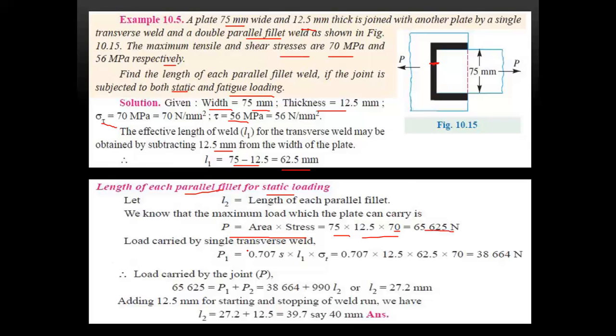Now the load carried by the single transverse weld P1 is equal to 0.707 into s into L1 into sigma t, that is this one. That is equal to 38386.64 Newton. Now the load carried by the joint, this one is equal to P1 plus P2. Therefore, L2 is equal to 27.2 mm. Adding 12.5 mm for the starting and stopping of the weld run, we have L2 is equal to 27.2 plus 12.5, that is 40 mm.